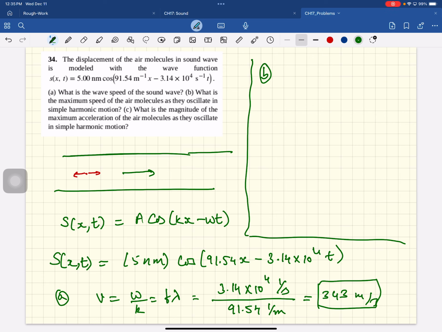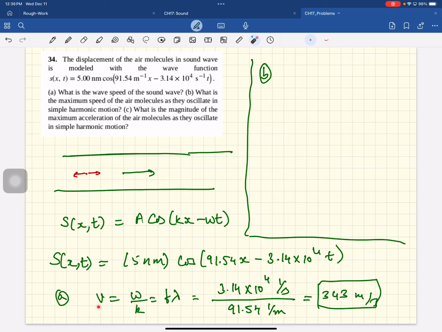Okay, part B says, what is the maximum speed of air molecules as they oscillate in simple harmonic motion? The air molecules are oscillating in simple harmonic motion. Think of a mass attached to a spring. When will these air molecules be going the fastest? At the center. And what you want to do is, this is the displacement of the air molecule, and to find its velocity, you take the derivative of this with respect to time. Since this is a function of two variables, you take a partial derivative with respect to time.